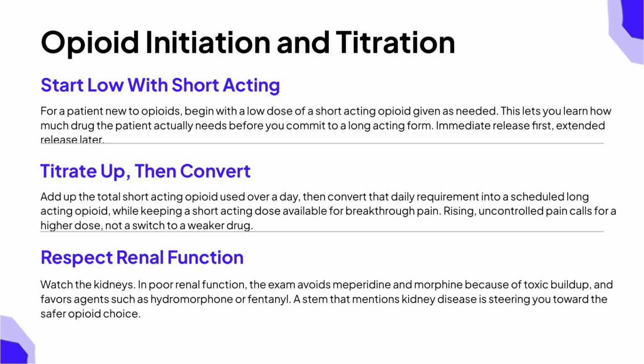Third, respect renal function. In poor kidney function, the exam avoids meperidine and morphine because of toxic buildup, and favors safer agents such as hydromorphone or fentanyl. A stem that mentions kidney disease is steering you toward the safer opioid.